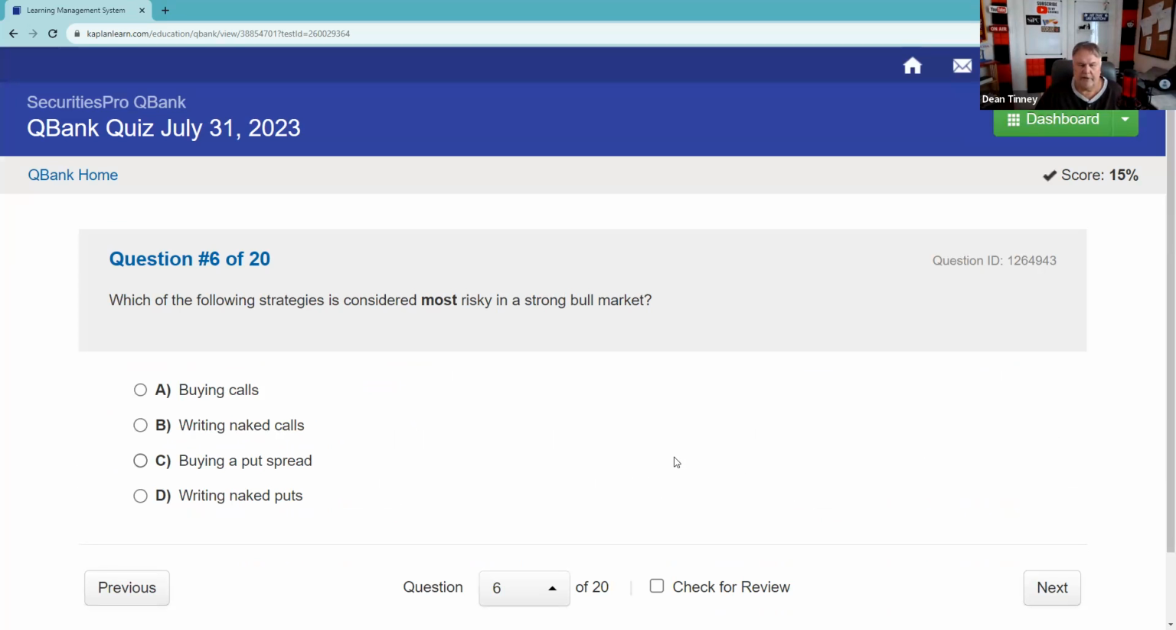Which of the following strategies is considered most risky in a strong bull market? Now, I don't want to put pressure on you, but if I were in charge and you missed this question, I would flunk you immediately on the entire exam. I would just have your seat shoot you into the ceiling and say, hey, you don't know that writing naked calls is not smart? I think of writing naked calls as picking up nickels in front of bulldozers.